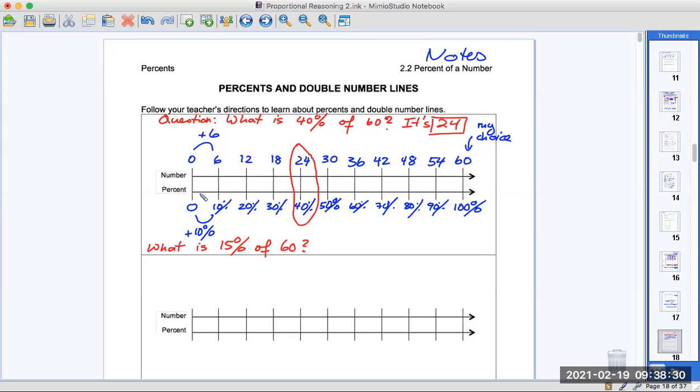So 60 is our whole. Ooh, 15% isn't there. So now what do I do? Well, 10 and 20, 15 is halfway between. So it has to be halfway between 6 and 12. Well, how do I find halfway between 6 and 12? You take the average. 6 plus 12 is 18, divided by 2 is 9. Okay, so that's called the average. It's 9.